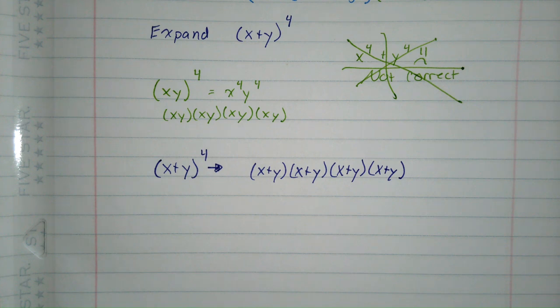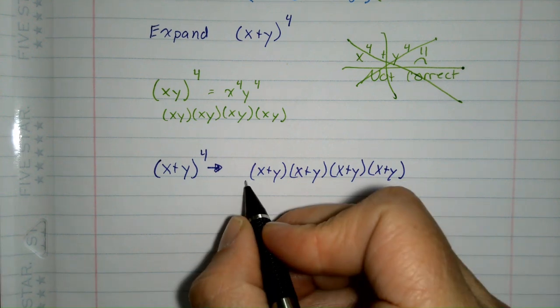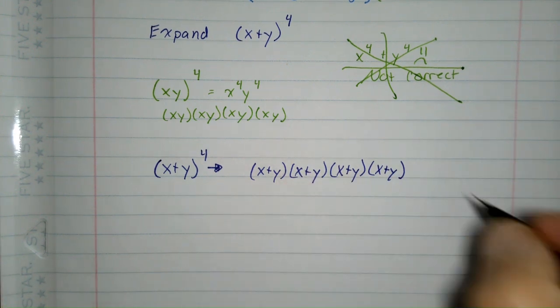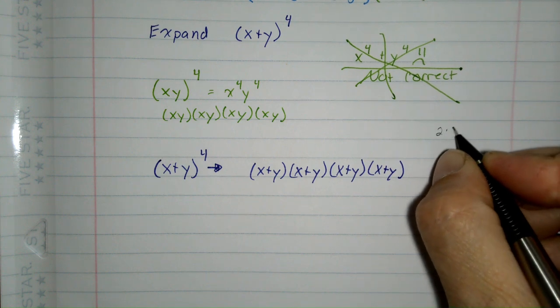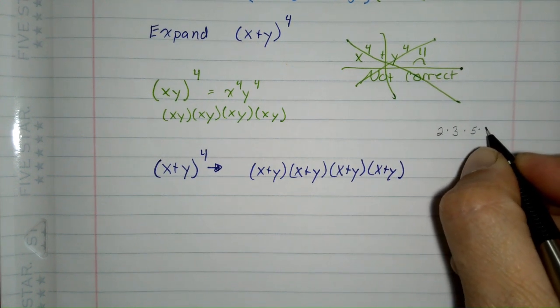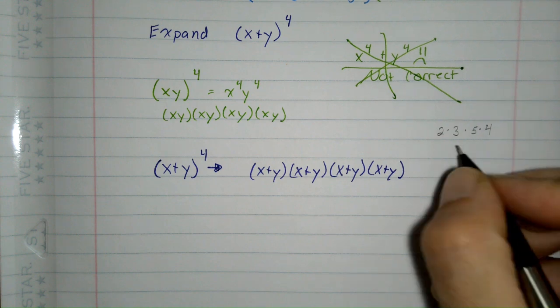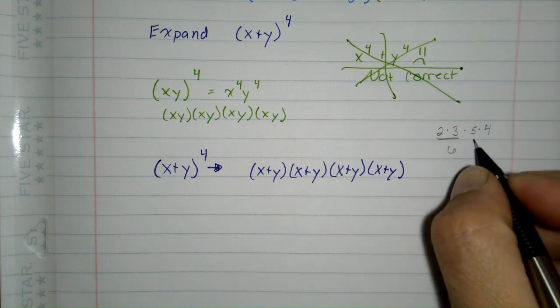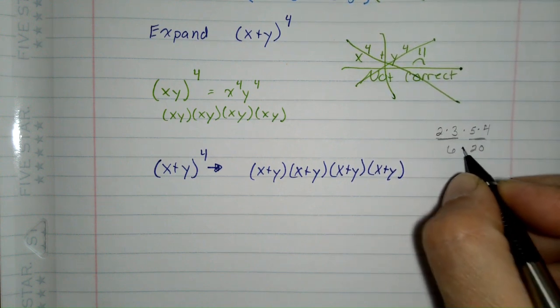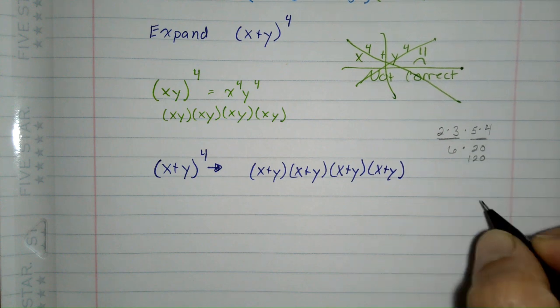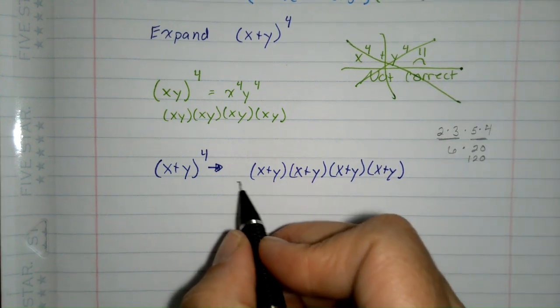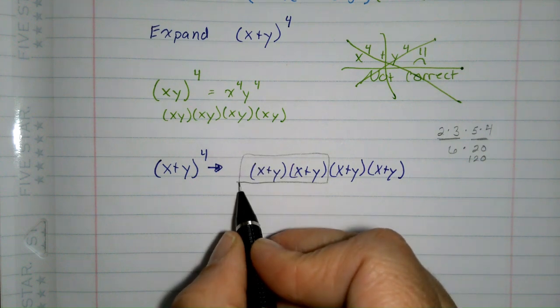If you watched my multiplying polynomials video, you would know that I will group these and multiply two at a time. If I were doing something like 2 times 3 times 5 times 4, I'd say 2 times 3 is 6, 5 times 4 is 20, and then I'd multiply the 6 and 20 together and get 120. I'm going to do the same thing here. I'm going to multiply these two together.